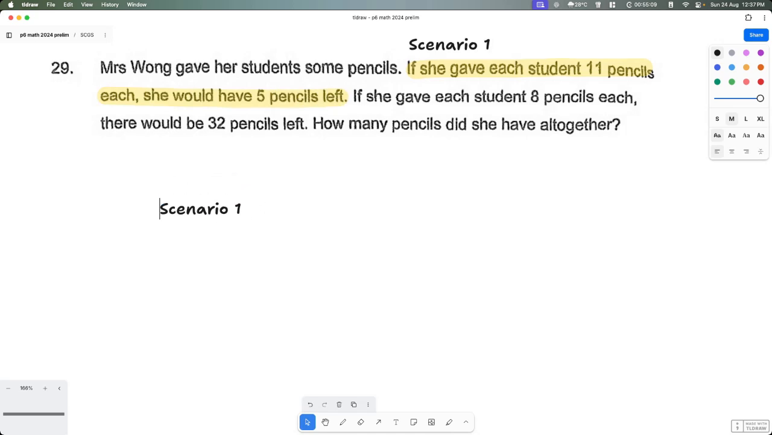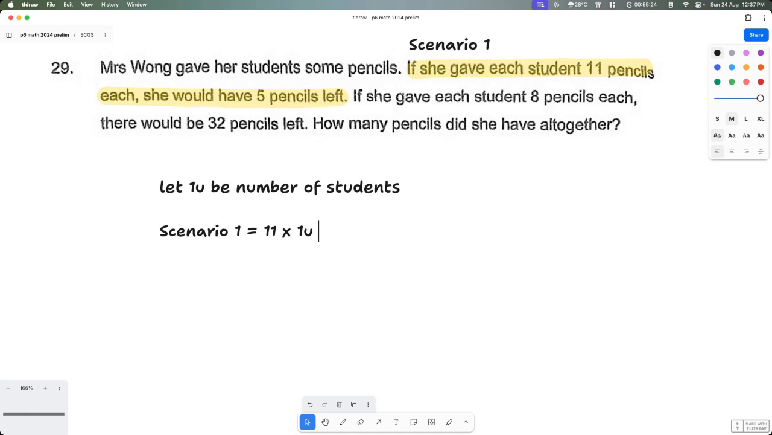Okay, so first let 1 unit be the number of students. So scenario 1 is equal to 11 times 1 unit, plus 5 pencils. If she gave each student 11, she will have left 5. So total pencils is equal to 11 times 1 unit, and then she will have left 5, which is 11 units plus 5. Okay, pretty straightforward. Let's move on to scenario number 2.